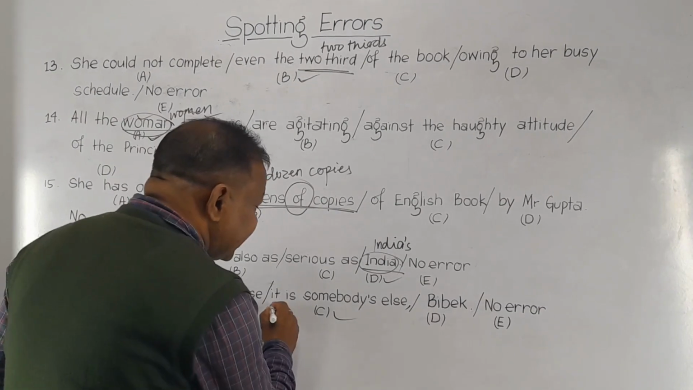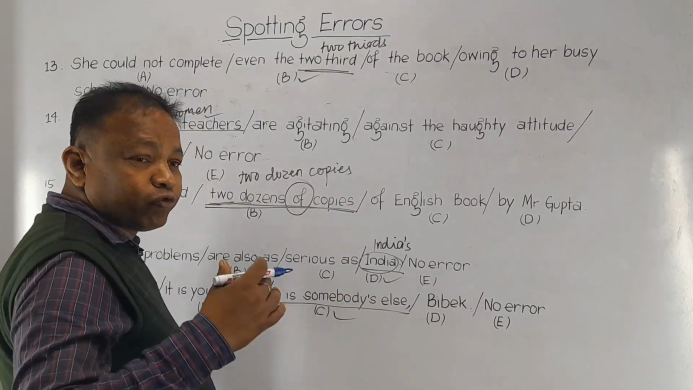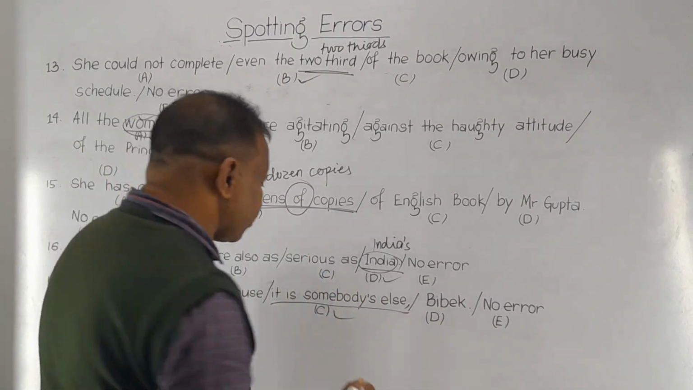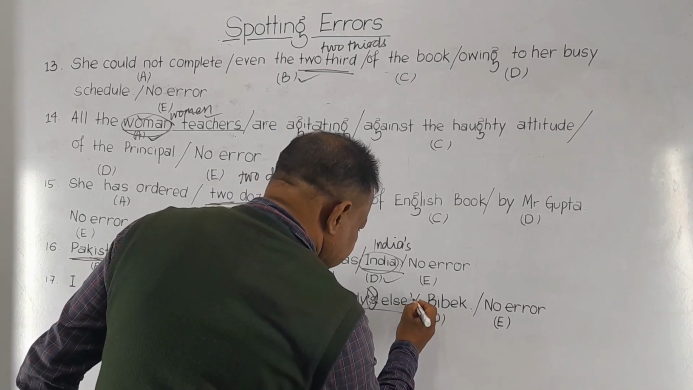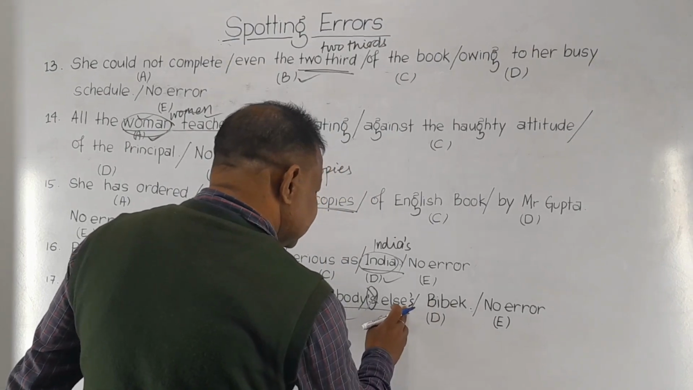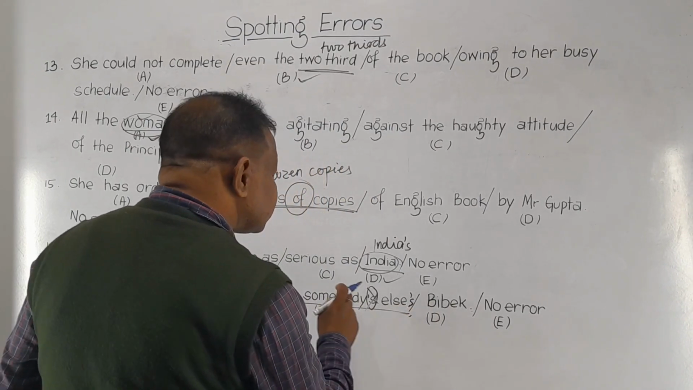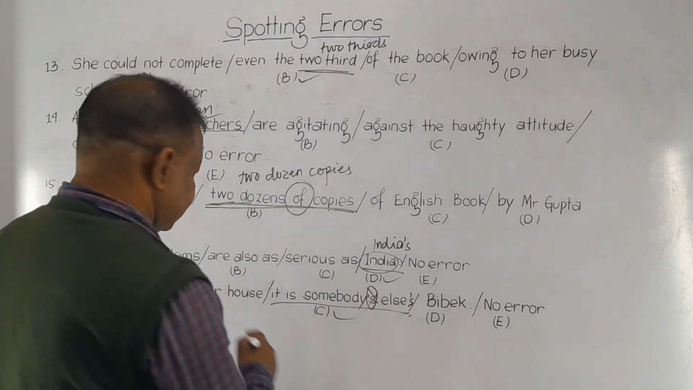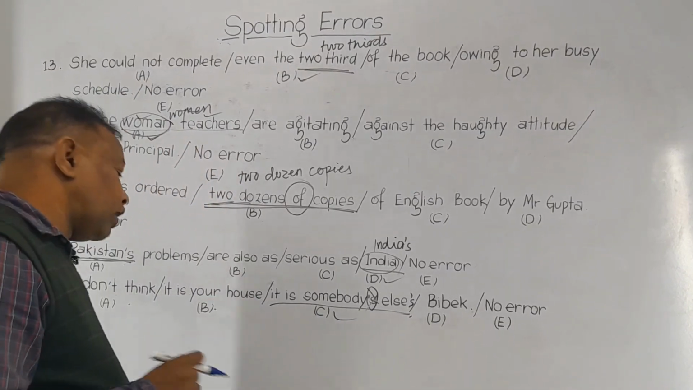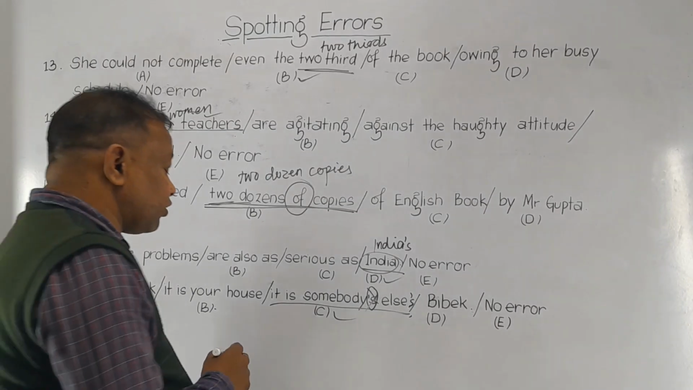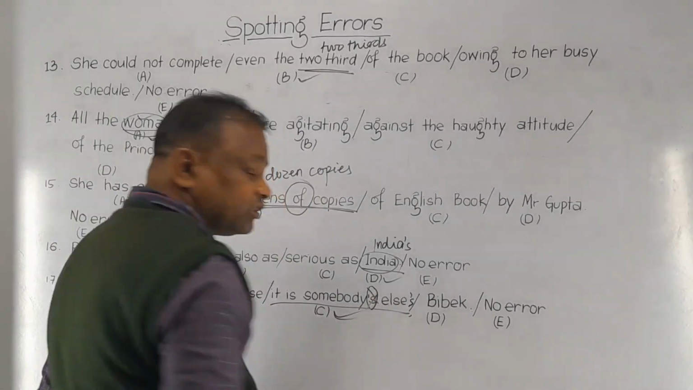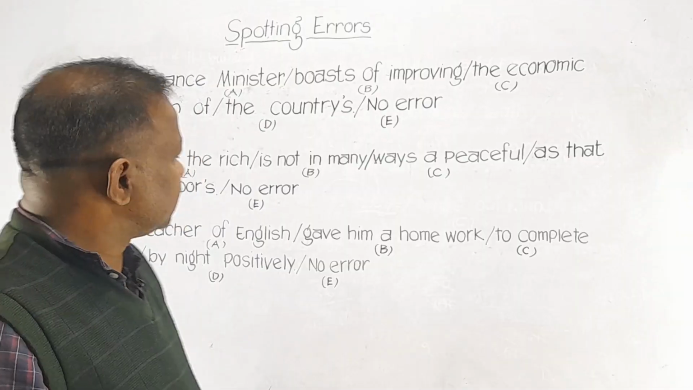It is somebody else. No. When you want to change this one into the possessive form, you should not add apostrophe S here. You need to write S here. So the correct answer is, it is somebody else's. Be back. I don't think it is your house. It is somebody else's. Be back. Okay. Our answer is in the part C.